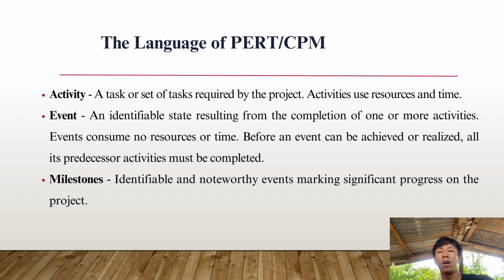Second is event. An event is an identifiable state resulting from the completion of one or more activities. Events consume no resources or time. Before an event can be achieved or realized, all its predecessor activities must be completed. An event is like a checkpoint or a milestone along the way. It's a point that marks the completion of one or more activities. Events don't consume any resources or time themselves. They're just points in time that show progress. Before you can reach an event, all activities leading up to it must be finished.